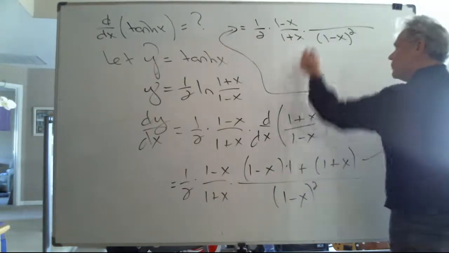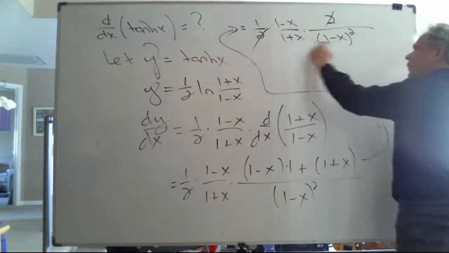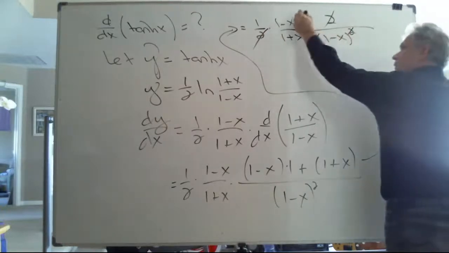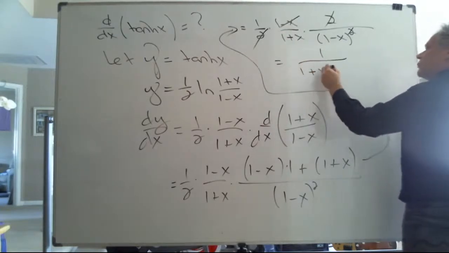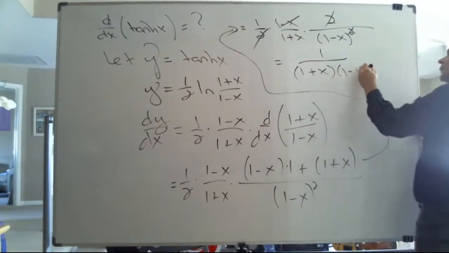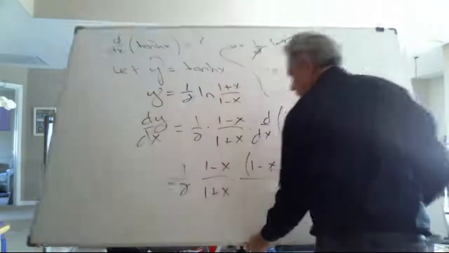These two terms cancel. I'm left with a 2. Now these 2s cancel. One of these 1 minus x's cancel. And I'm merely left with 1 over the product of these two binomials. But that's just a factored form of a difference of two squares. So let's make it official.